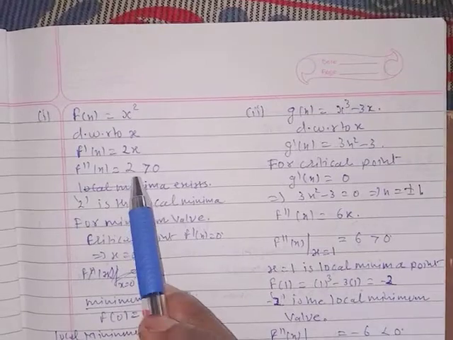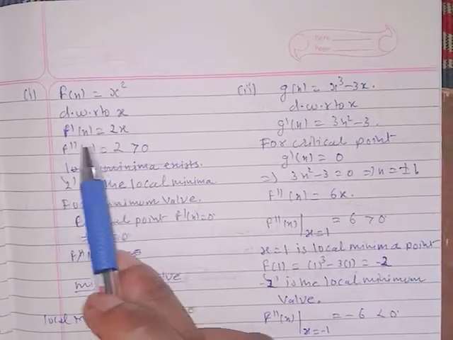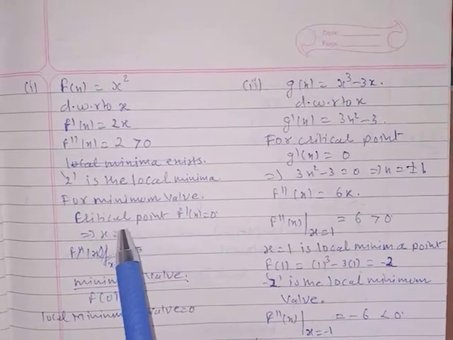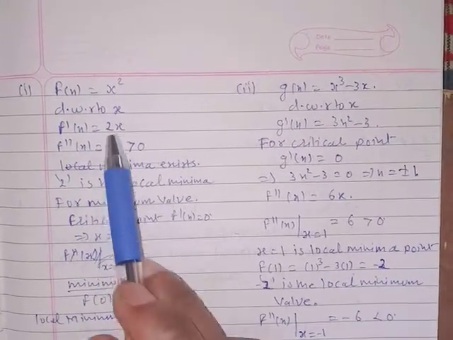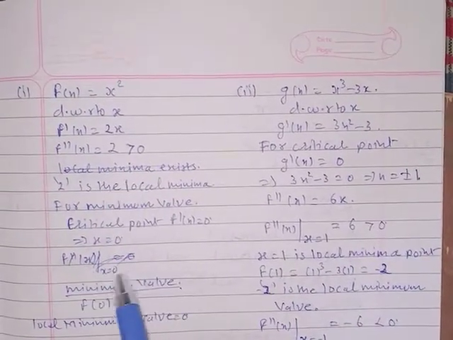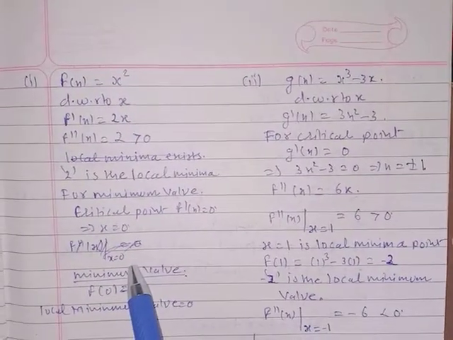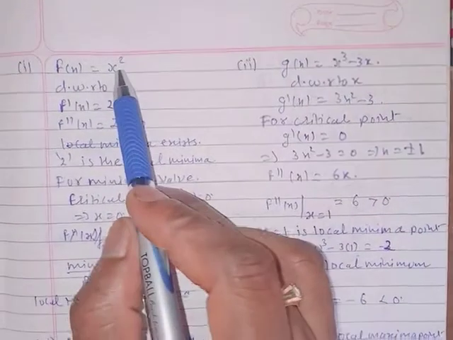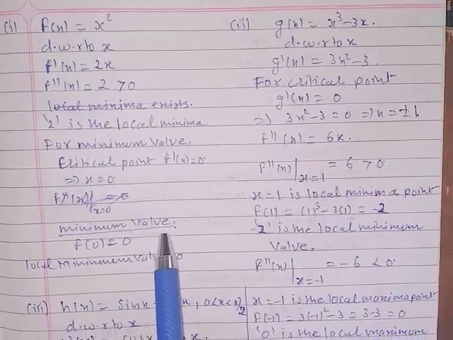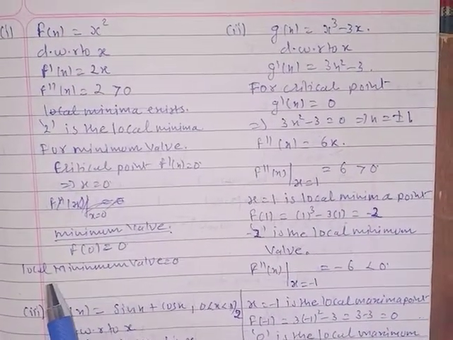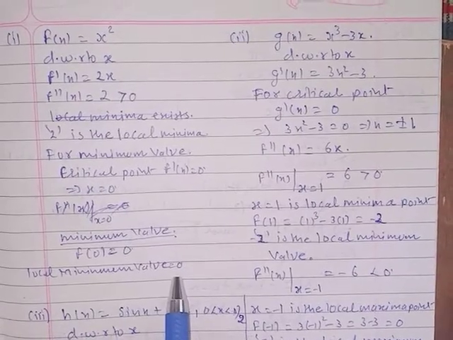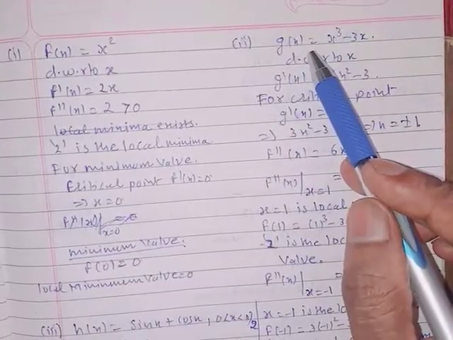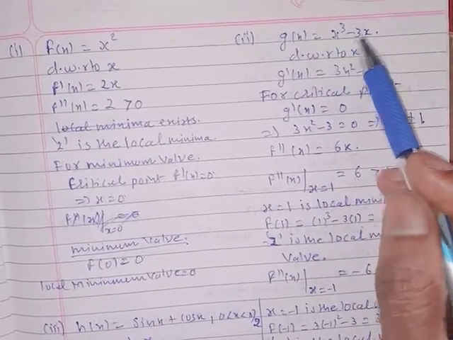Okay, so 2 is a minimum value, but we have to check at the critical point. If you equate f dash of x to 0, then 2x is equal to 0, so x is equal to 0. Now you have to find f of 0. f of 0 is 0. Okay, so the local minimum value is 0. Clear?